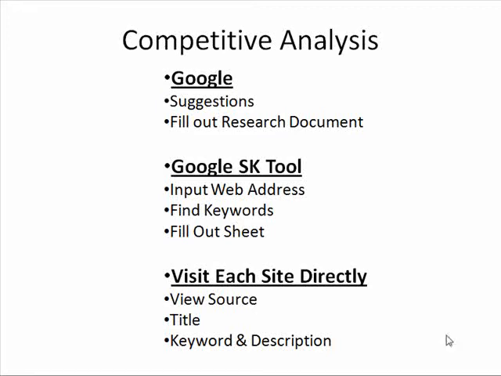Hey, and in this video I'm going to be taking you through how to do competitive analysis. So here's the basic checklist that you have. The first step is to go to Google and look at the suggestions in the search and fill out the research document. After that, we're going to go to the Google SK tool. We're going to put in our web address and find the keywords, and again fill out our research document, and then also we're going to visit each site directly and view their source code and pull out some information there.